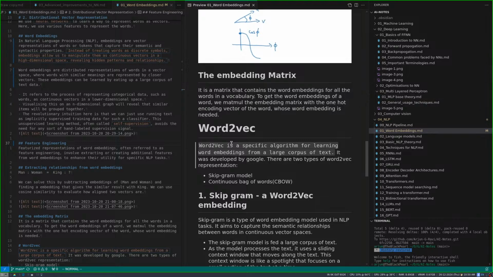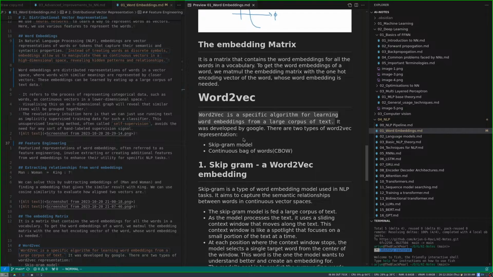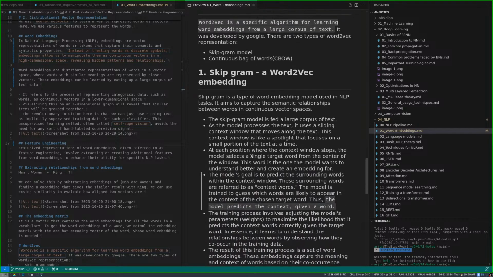Easy. Word2vec is a specific algorithm for learning word embeddings from a large corpus of text. It was developed by Google. The two types of word2vec are skipgram and continuous bag of words. Skipgram is a word2vec embedding, a type of word embedding used in NLP tasks.